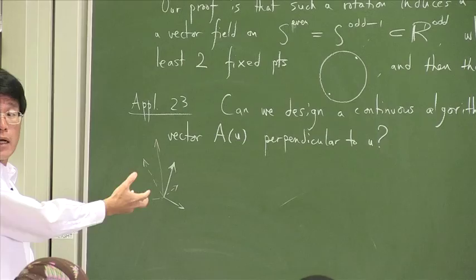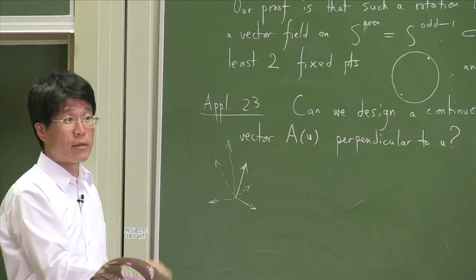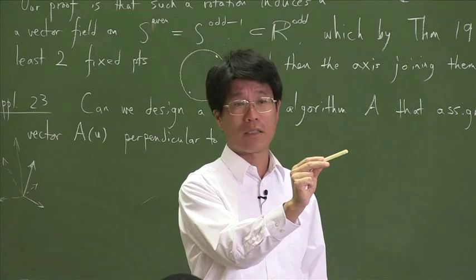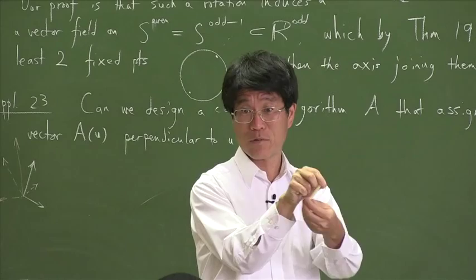Well, in R2, as you can see, it's perfectly possible and extremely easy. You just rotate the whole thing by 90 degrees. But in R3, if you think about it, there's an ambiguity. Let's say that this is the vector we're given, and you say, rotate it by 90 degrees. Well, 90 degrees in which direction? This way, this way, this way, this way. I mean, there is a huge amount of ambiguity.